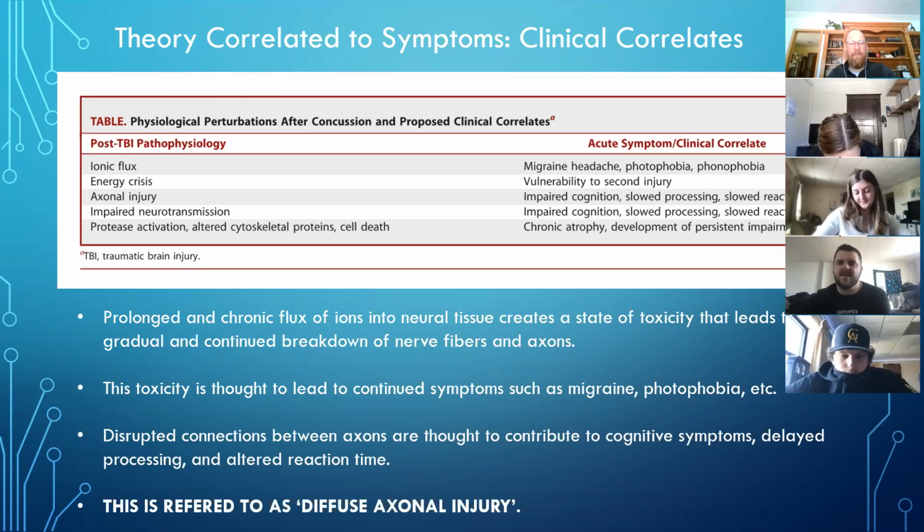And obviously symptoms. At least this is how Giza tends to think about and conceptualize this. This initial ionic flux can lead us into things like migraine and photophobia, so really bad headache, noise sensitivity. And we can have a continued energy crisis that can result in secondary injury, so continued cell death and metabolic imbalance.